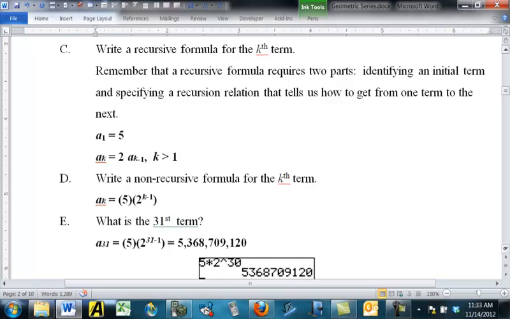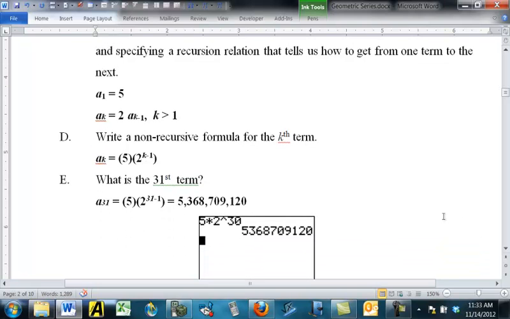What's the 31st term? Just plug in 31 in that version. So we've got 5 times 2 to the power 31 minus 1, which I can do in my head, that's 30. So 5 times 2 to the 30th, you can see on the calculator there, gives you 5,368,709,120.